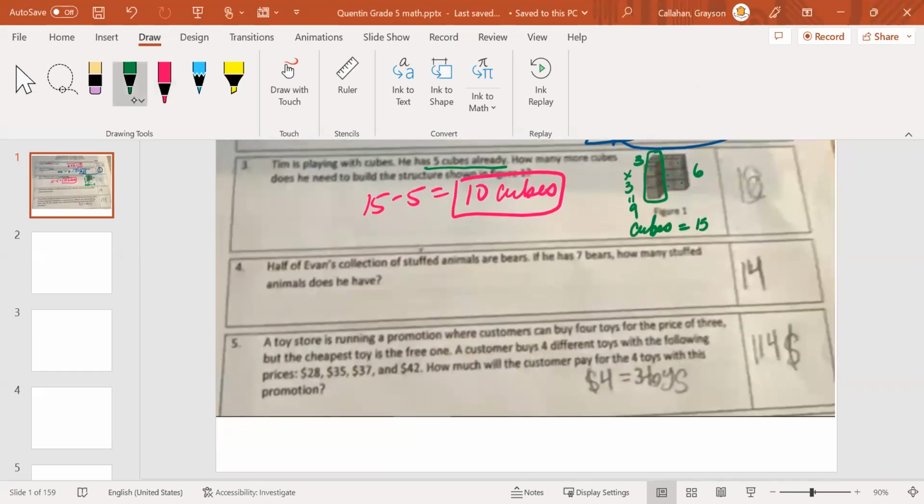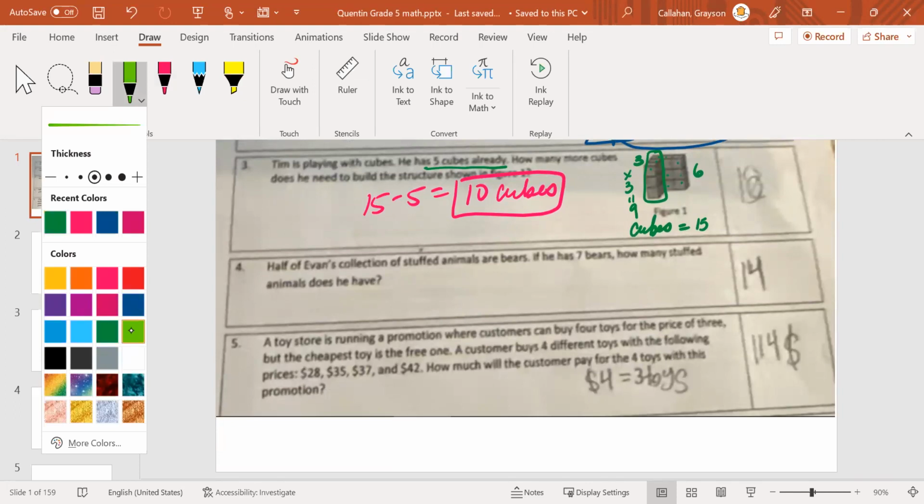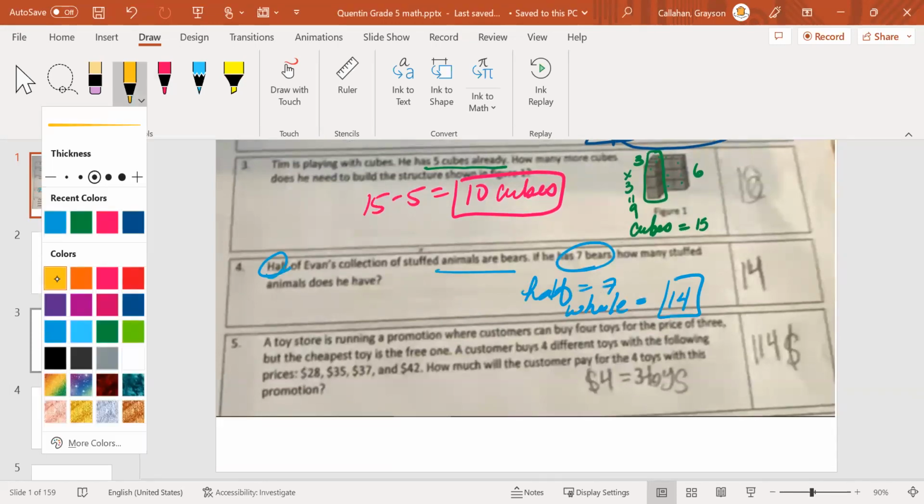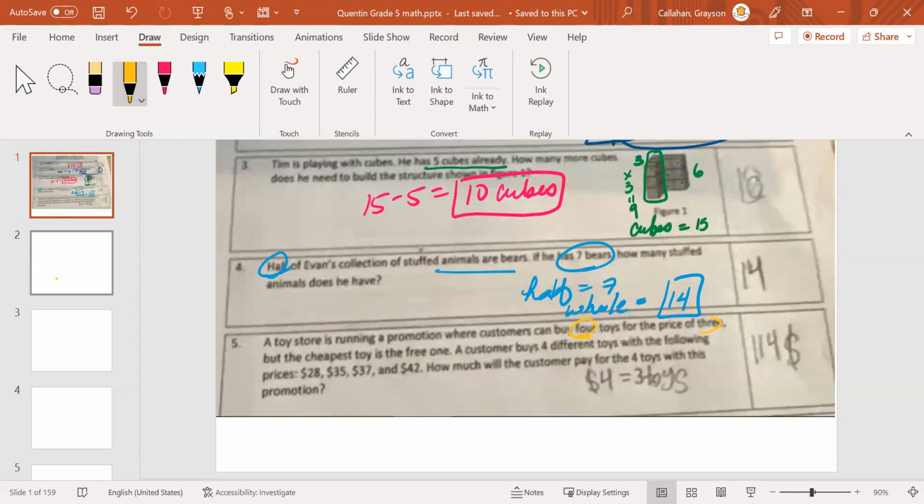Evan's collection is stuffed animals. He has 7 bears. How many stuffed animals does he have? Half of his are bears. 7 bears. So if half equals 7, then the whole collection equals what? 14. Okay. Number 5. A toy store is running a promotion where customers can buy 4 toys for the price paid, but the cheapest toy is the free one.